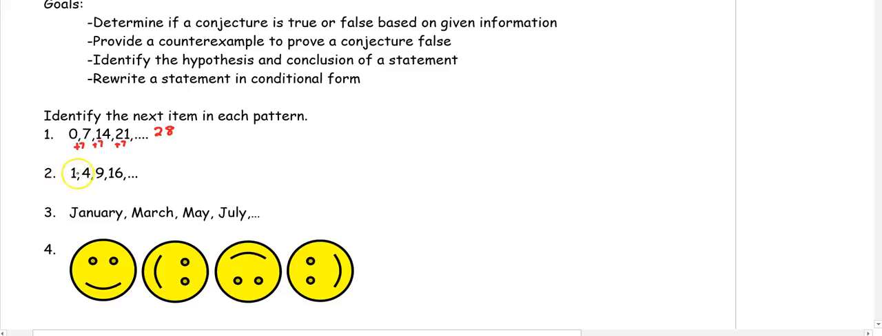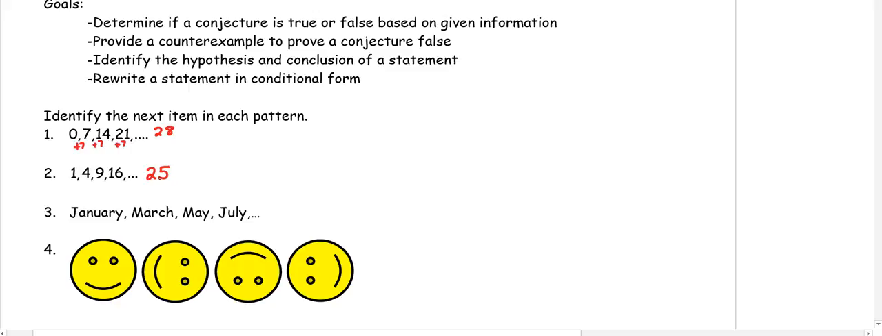Number 2, we have 1, 4, 9, 16. When I first look at them, I notice that they're not going up by the same number. So instead, I'm going to think of what's another pattern they might use. In this case, 1 squared is 1, 2 squared is 4, 3 squared is 9, 4 squared is 16. So the next number would be 5 squared, which is 25.